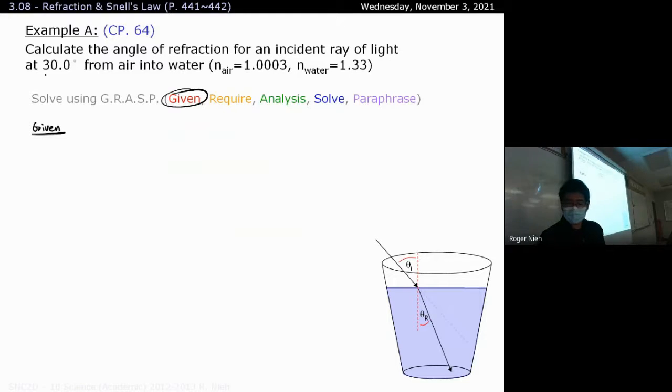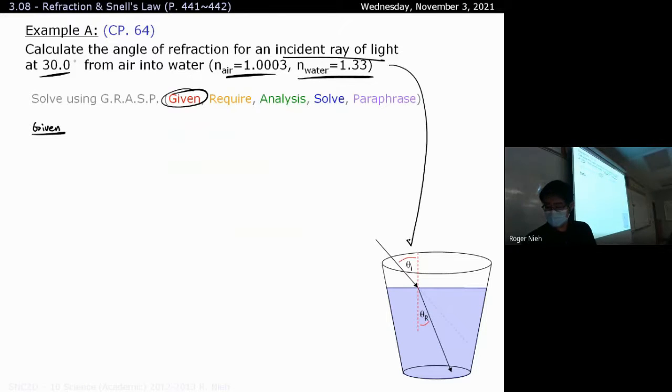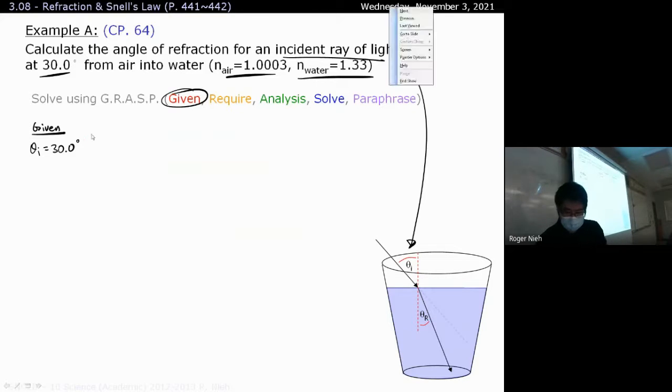Okay, so we see that there's 30, 1.003, and 1.33. Let's give it meaning. We know that the 30 degrees is the ray of light going into the water. It's known as your theta I. So your theta I is equal to your 30.0 degrees. Yes, please include the symbol. I'll just write it in red, just as a reminder.